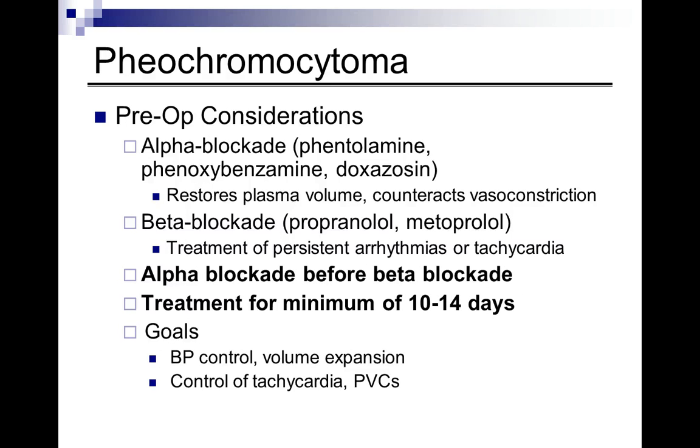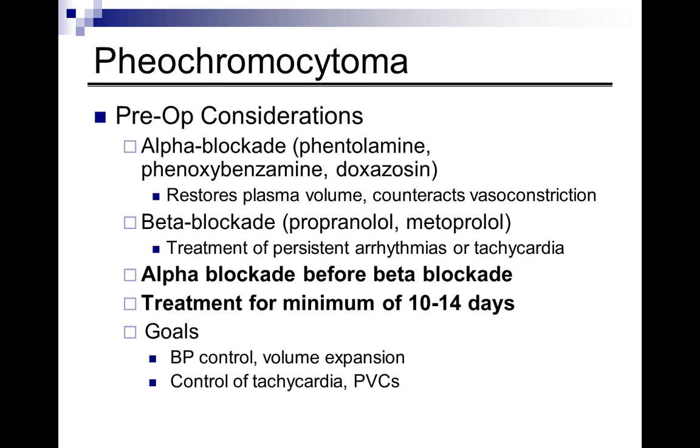What are the anesthetic considerations for patients with a pheo? Preoperatively, these patients need to have their uncontrolled sympathetic situation medically managed, and that's usually done with alpha blockade, drugs like phentolamine, phenoxybenzamine, or perhaps doxazosin. The goal is to restore the patient's plasma volume because their chronic hypertension usually leads to some volume contraction, and this is done by counteracting the vasoconstriction of the secreted epinephrine and norepinephrine.